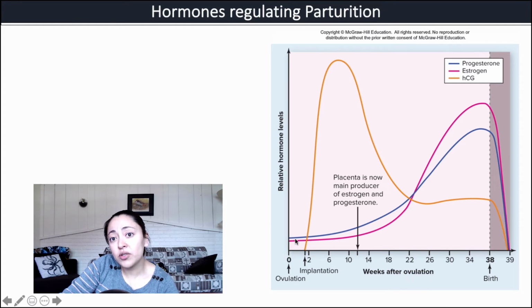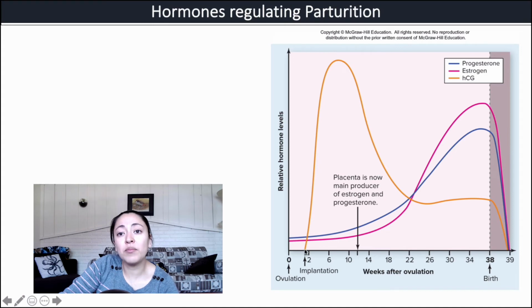You can see that progesterone and estrogen levels are present within the female at this time because the corpus luteum is there. The corpus luteum is producing progesterone and estrogen. If fertilization didn't happen around this time right here, the progesterone and estrogen levels would drop and the uterine lining would shed. However, because in this case fertilization occurred about a week and a half after ovulation, the fertilized egg will implant in the uterine lining.